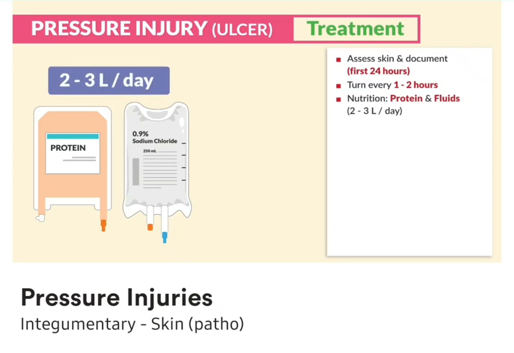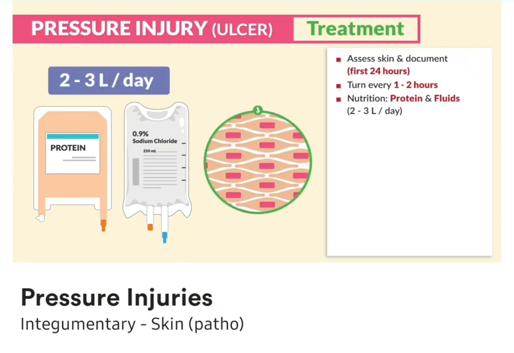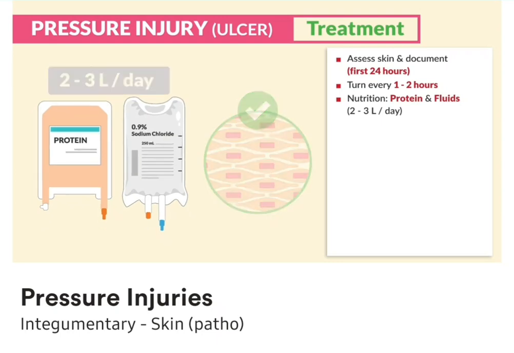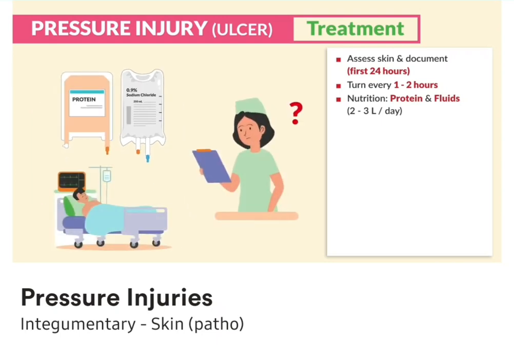Now in terms of nutrition, protein and fluids are priority here. So fluids at least 2 to 3 liters per day. This helps to build and maintain healthy tissues. Now, how do we know if the client has adequate fluids?